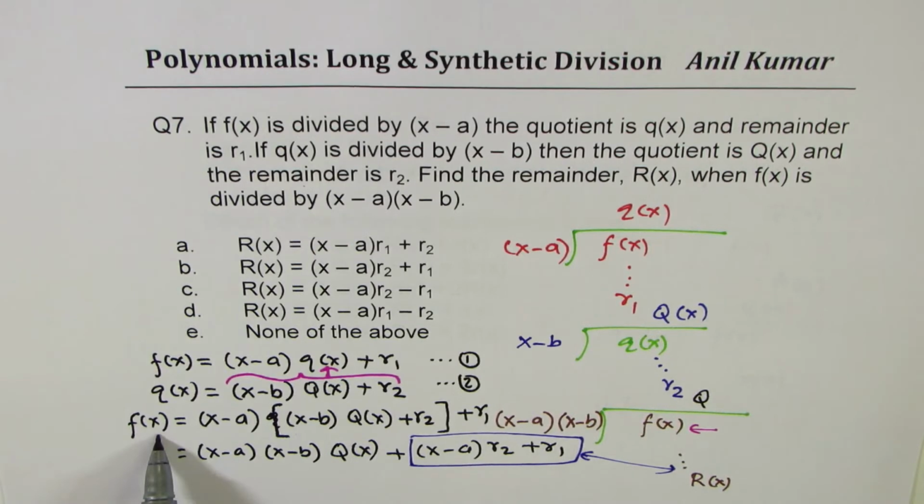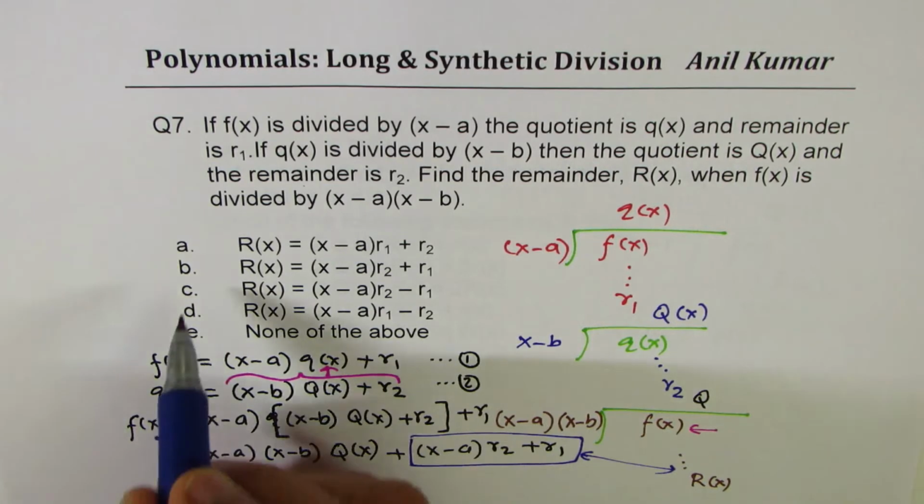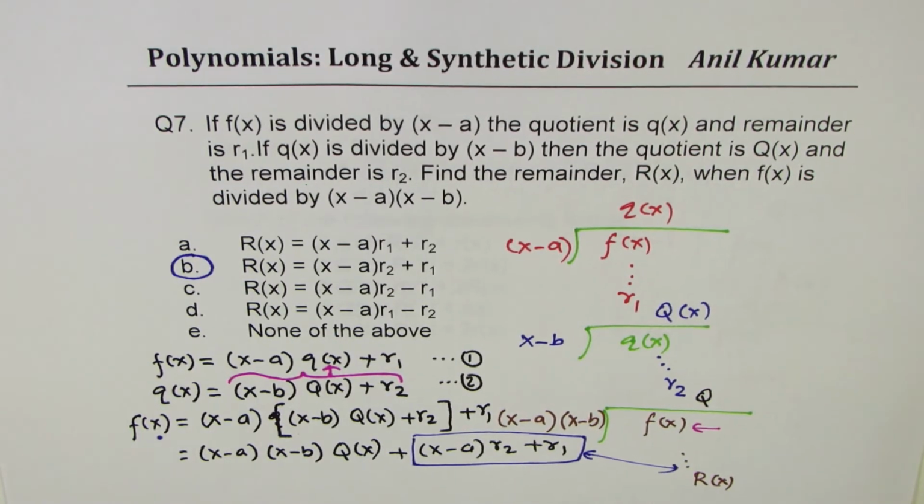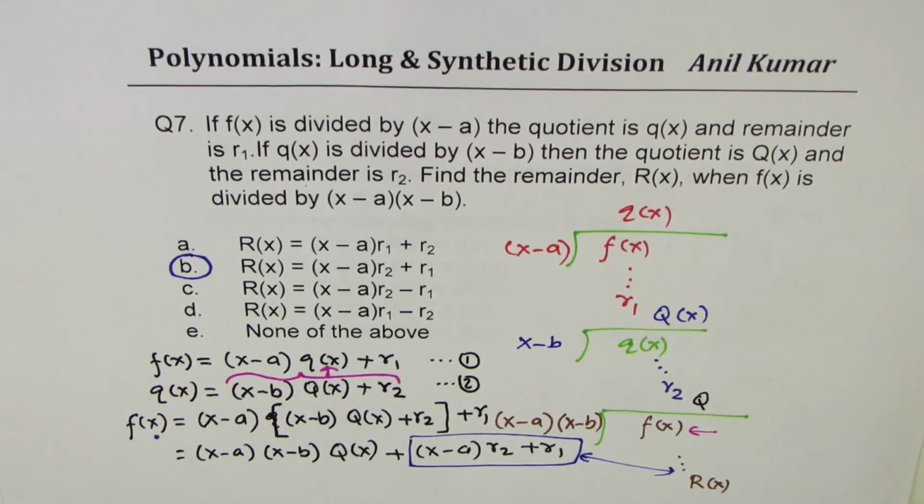That's the function f of x. And if you compare with the division statement, what we get here as the remainder is x minus a times r2 plus r1, right? So option B is the right option. Now this is an extremely important question and will help you to solve many critical multiple choice questions in IIT JEE or similar test papers. I hope you appreciate it.